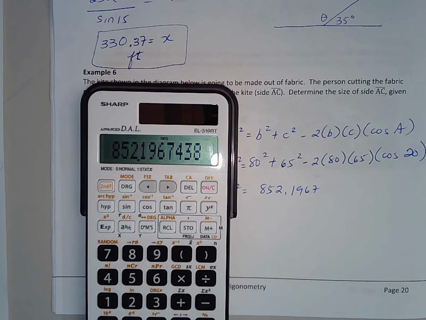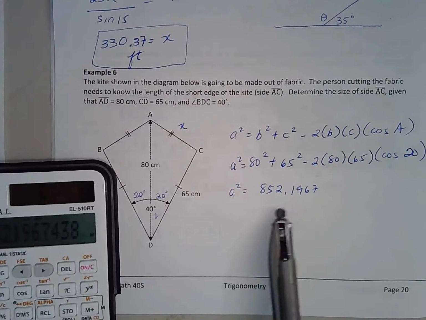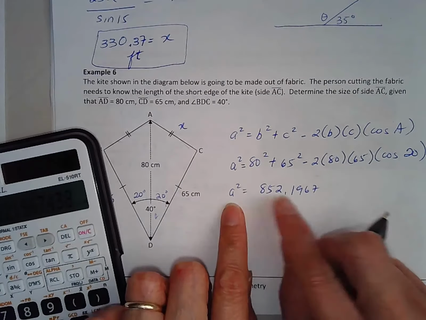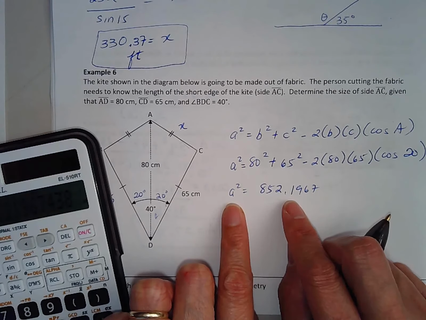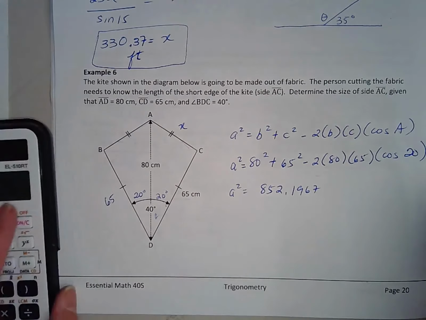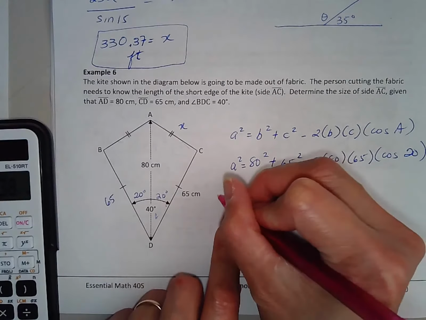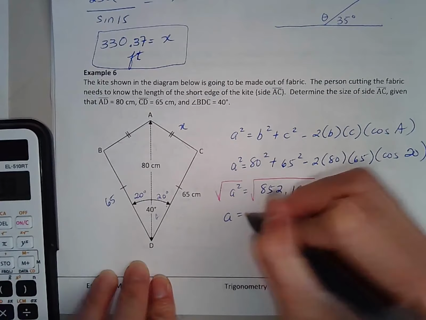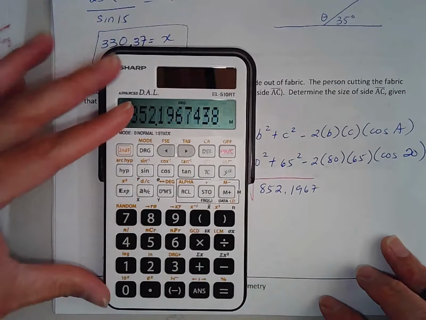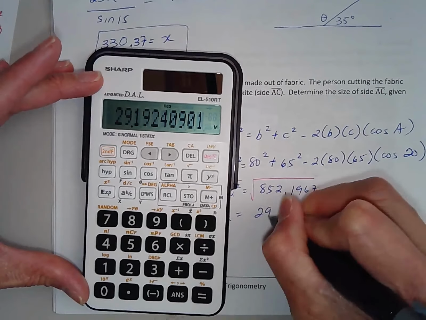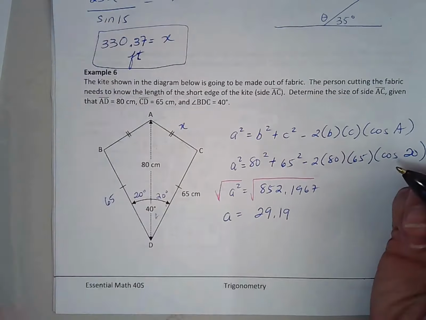Did you get 852.196? That's quite a huge number, right? But really, that's a squared. So what do you think is the next step? Square root, yeah. To get rid of the squaring, we have to take the square root. Absolutely. So square root that. So it's 29.19 cm.